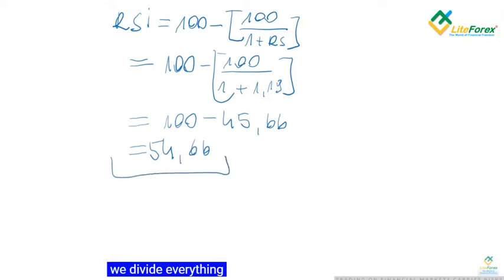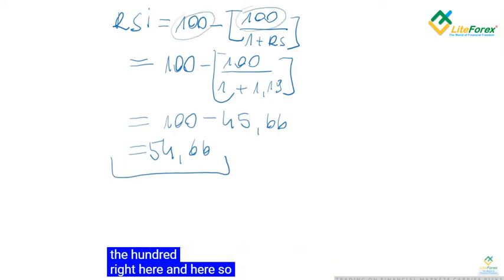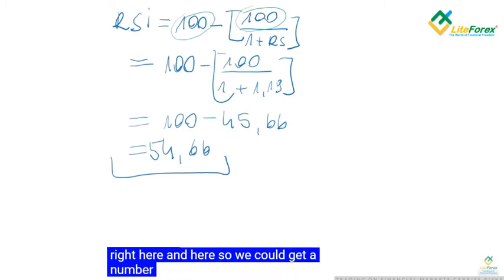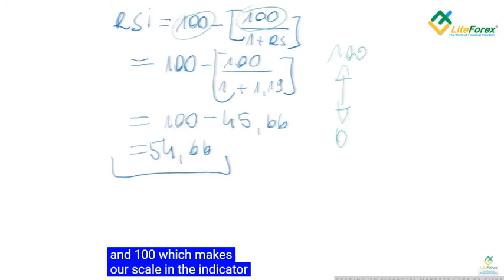We divide everything and calculate from the 100 right here and here, so we get a number between nil and 100, which makes our scale in the indicator.